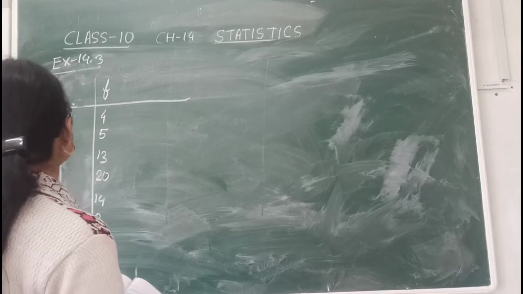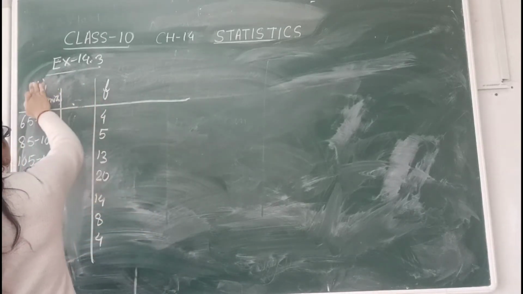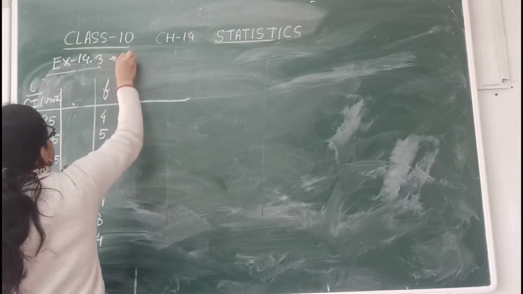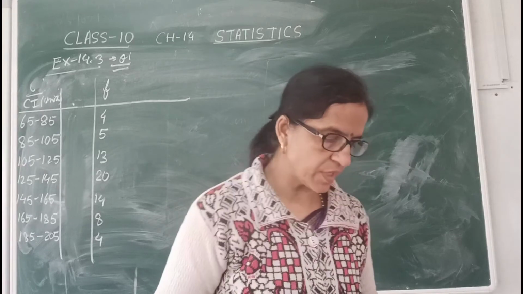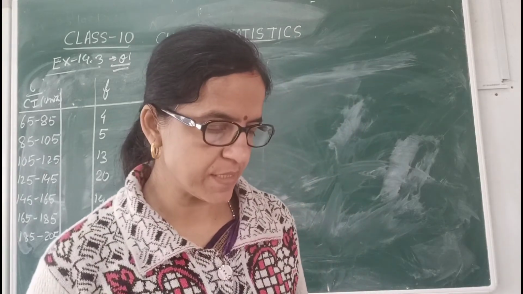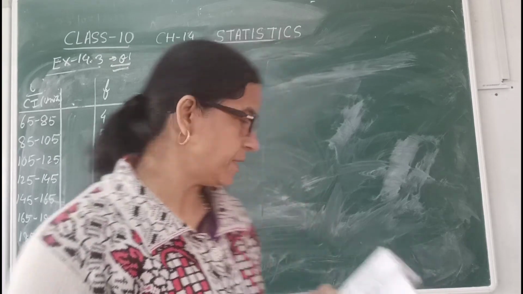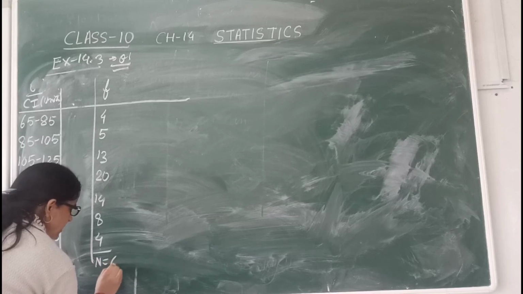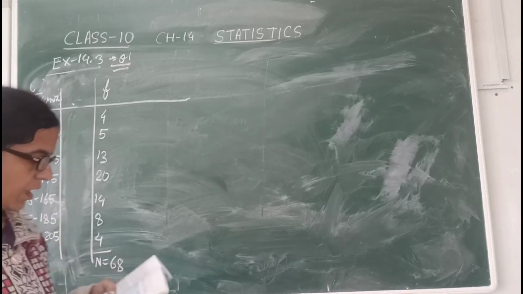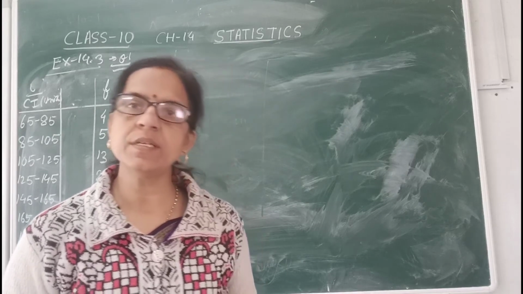Now let us do one question, that is exercise 14.3, question number 1. I have written the question and the data. I am reading the question. The following frequency distribution gives the monthly consumption of electricity of 68 consumers of a locality. So total frequency is given as 68. Find the median, mean and mode of the data and compare them.